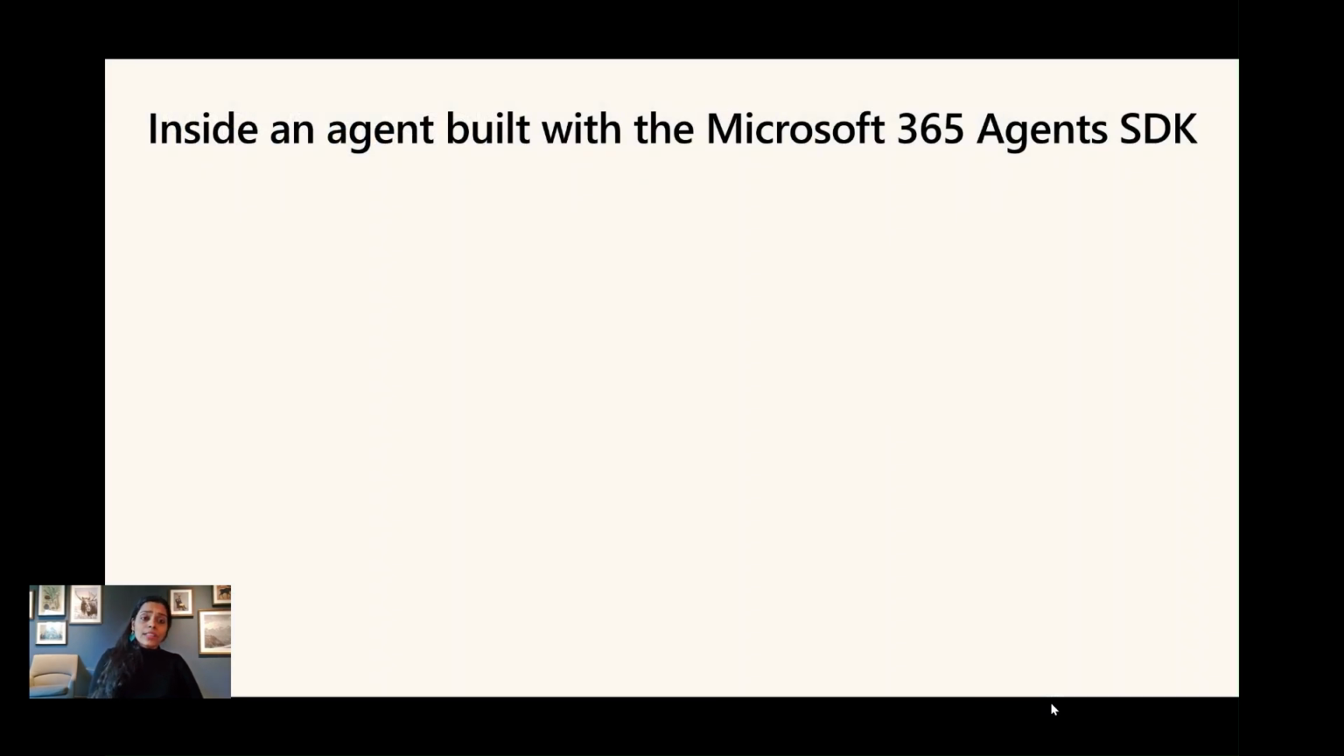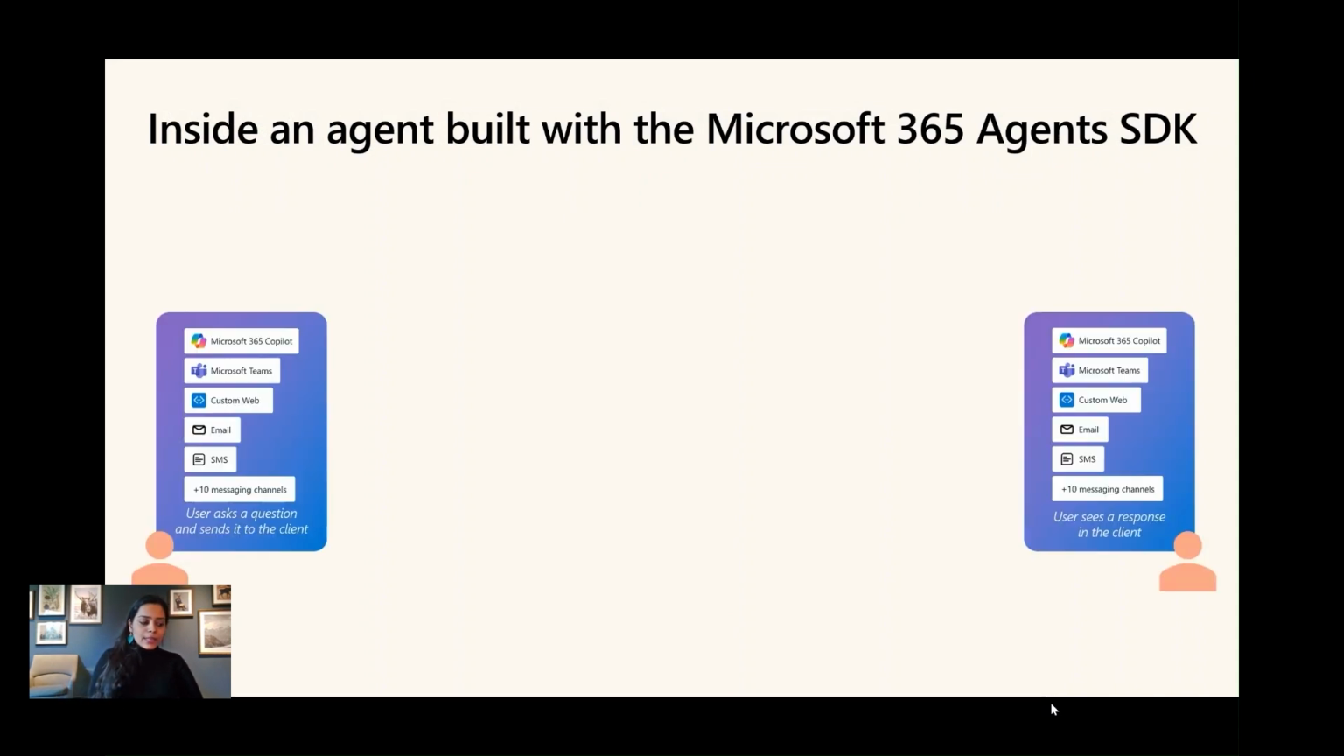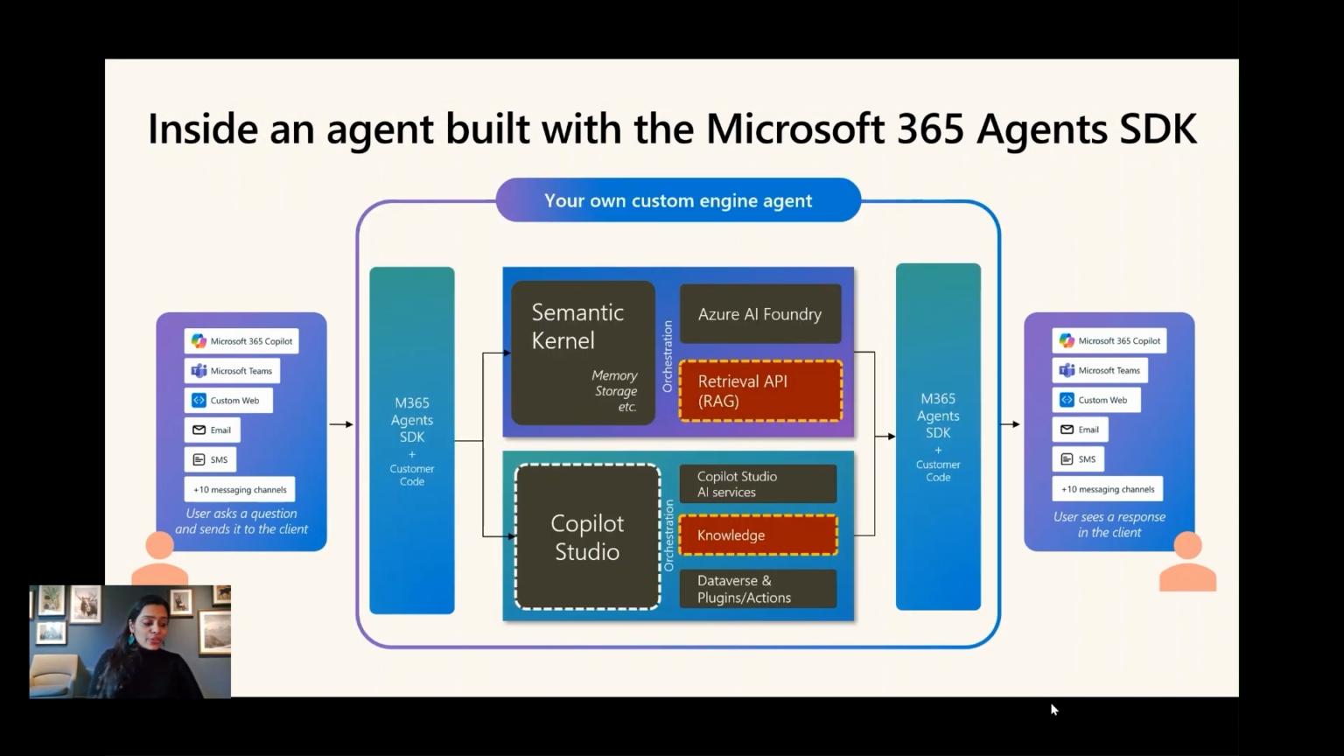And here is what the typical architecture of an agent built with the Microsoft 365 Agents SDK looks like. No matter where your users are, the Agents SDK makes your application available to them. What's more, you can even bring your declarative agents built in Microsoft Copilot Studio and wrap them in the M365 Agents SDK. This way, the same agent that you built for M365 Copilot could work outside of the M365 ecosystem.